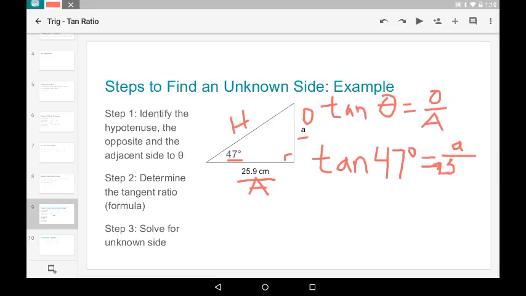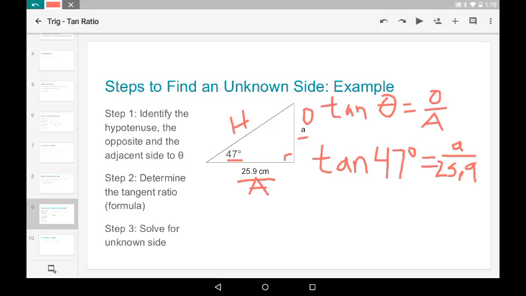Let's try that again. 25.9. Yikes, I need a new stylus.